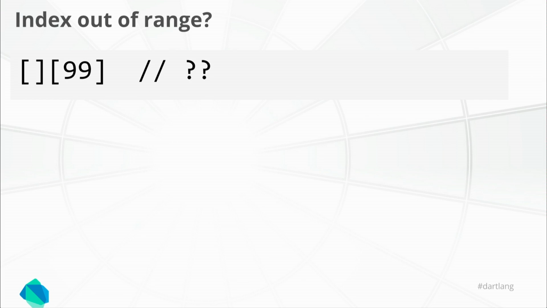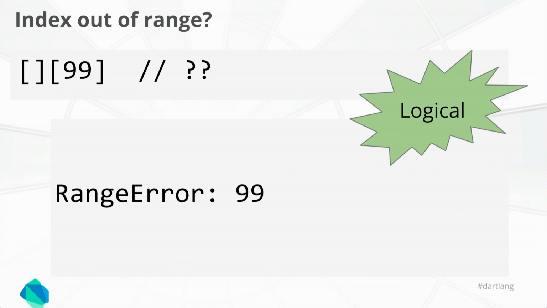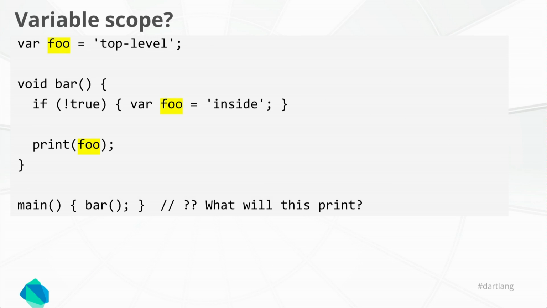So here we have an empty list, and we're accessing the 99th element of an empty list, so we're way out of range. What do you think happens here, Seth? Hopefully a clear and consistent and logical error. Amazing. You're right again. Here you get a range error like you would expect. This has a number of benefits to your program and the VM.